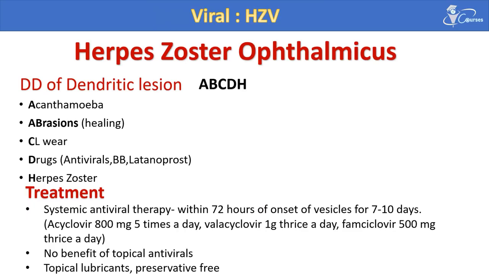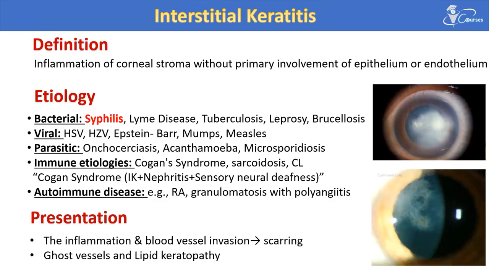Okay, so these are the infectious keratitis that will involve the epithelium, stroma, and endothelium. And finally, we have a final kind of infectious keratitis, which has a specific feature that it tends to have a primary stromal involvement. This kind of infection is called interstitial keratitis. So what is interstitial keratitis? It is inflammation of the corneal stroma without primary involvement of the epithelium or endothelium.